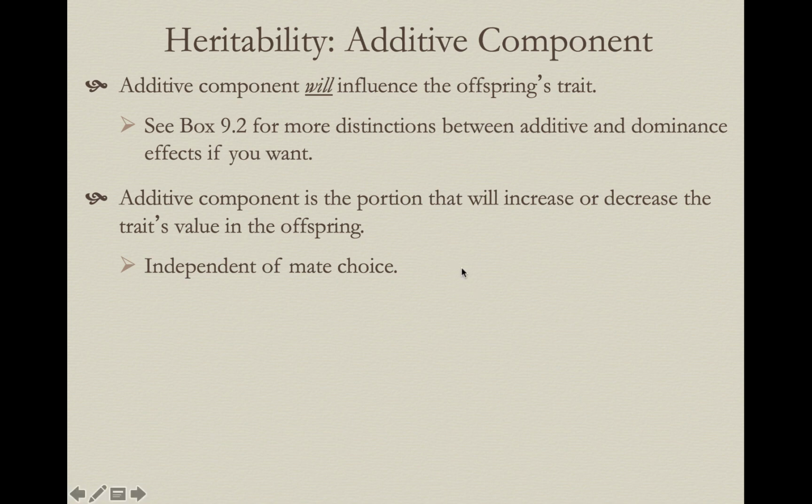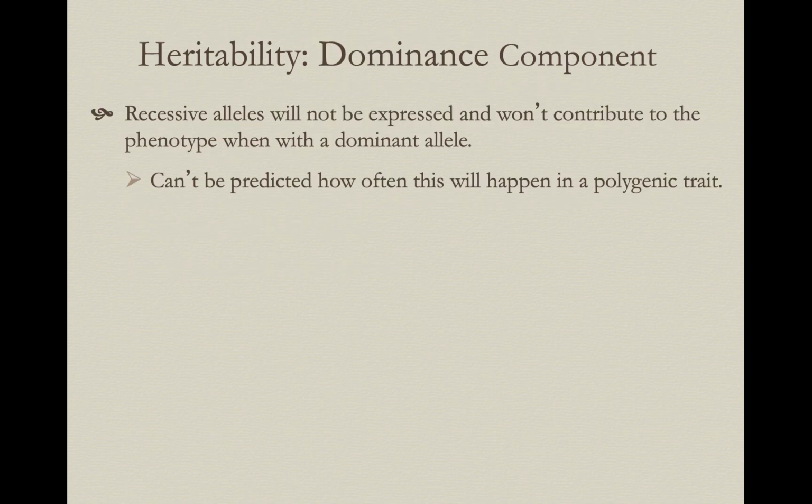So, as I mentioned, the additive component is the proportion of the genetic variation that will increase or decrease a trait's value in the offspring, independent of mate choice. And that's the key. The dominant component is also a genetic contribution, but whether it's expressed depends on the alleles that you combine from the individual you mate with. All right, so let's try to understand the difference between them a little bit better.